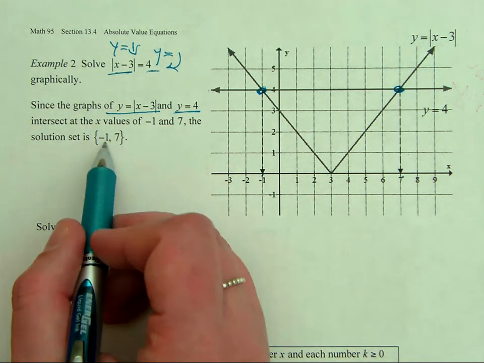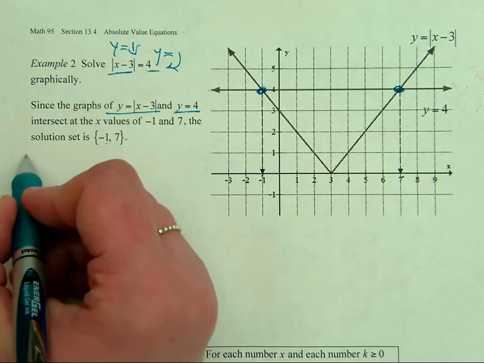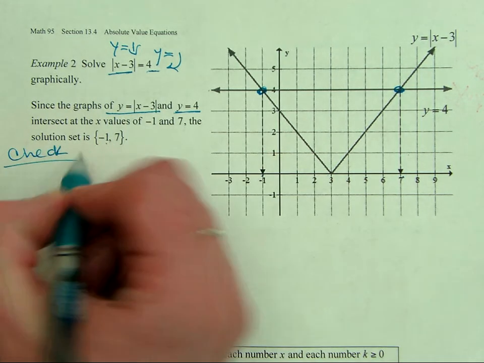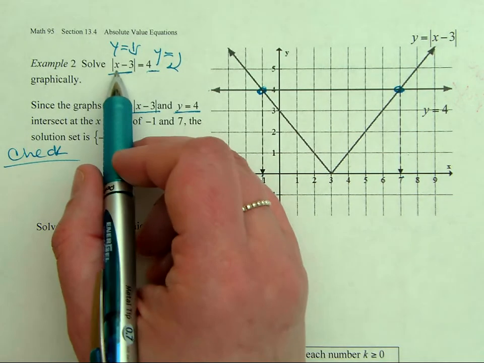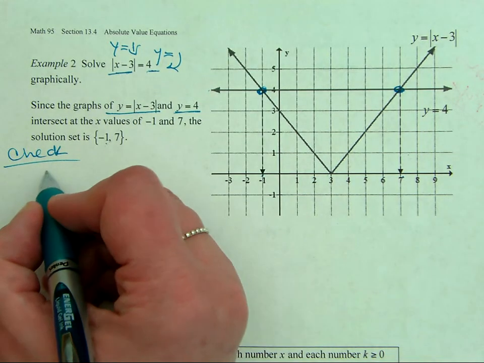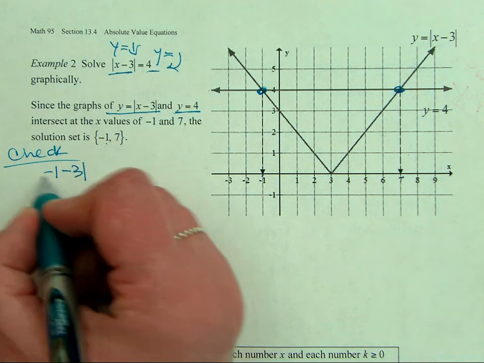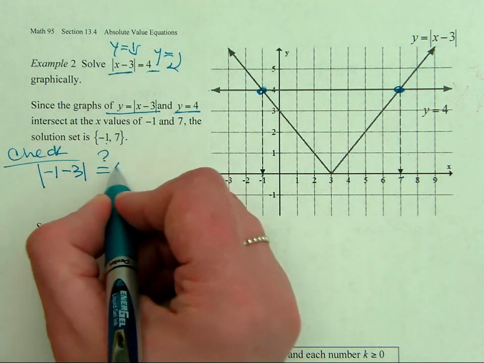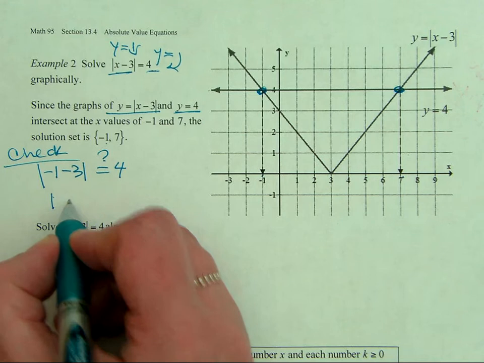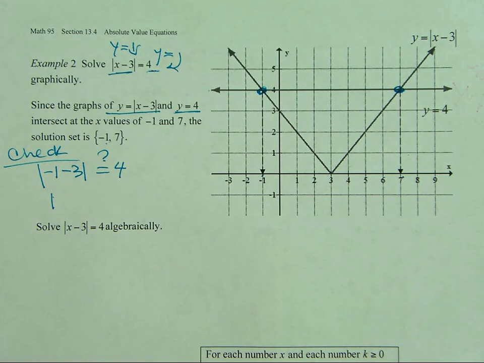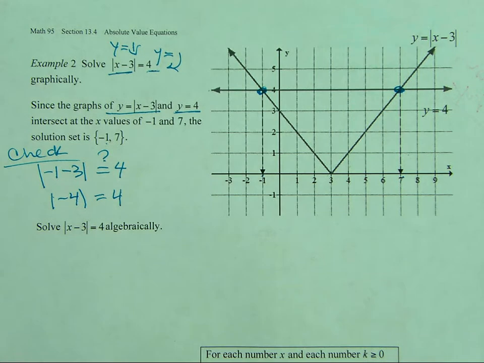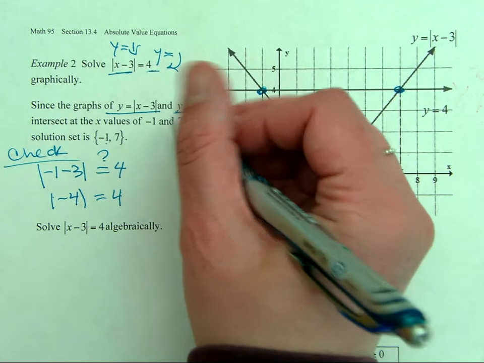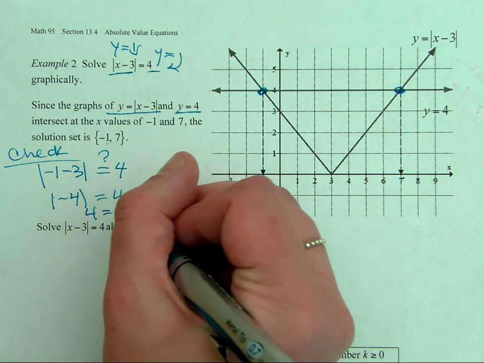And if you were to take -1 and plug it in, let's see if it works. So we can always check it. If we weren't sure if we graphed it correctly, if we weren't sure if these solutions actually worked, we could always plug them in. So a check would look like the absolute value of -1 minus 3. Is that equal to 4? We get the absolute value of what? -4. Is that equal to 4? Yeah. So we get 4 equals 4, and that worked out.